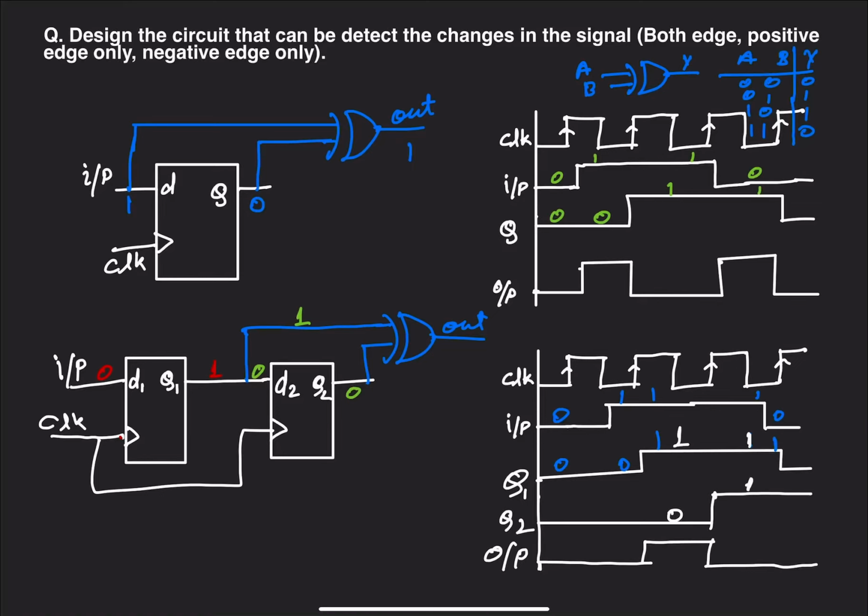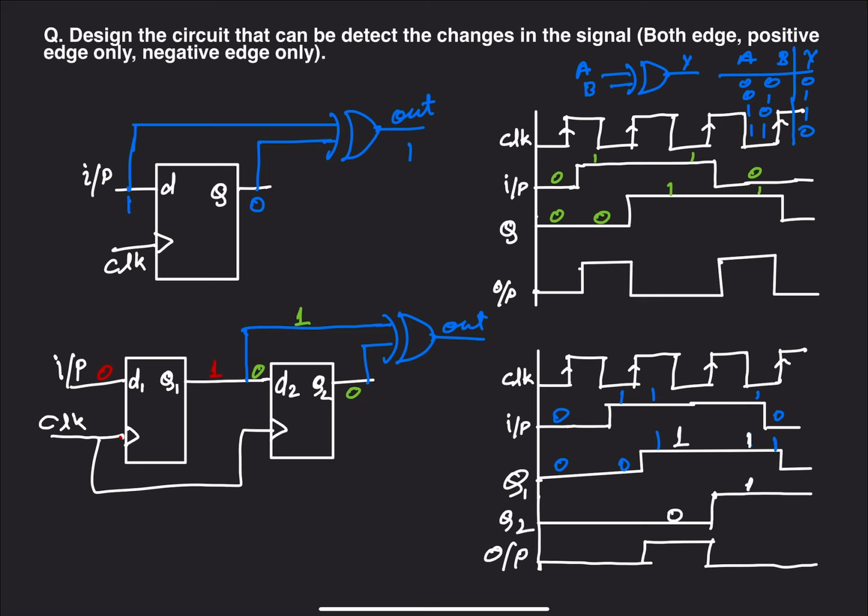Hi friends, in the previous video we saw how we can detect both edges of the input signal, and when the input signal changes, our output becomes high. In this video we will see the positive edge detection and negative edge detection. So if you haven't seen that video, please go and watch the first part of this video.